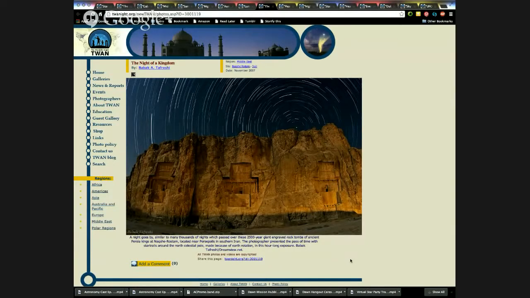And right at the top of the cliff, you can see Polaris at the center of all the trails. Wow, that's gorgeous. Just over the rocks. So these tombs are nearly 30 meters, 100 feet tall.